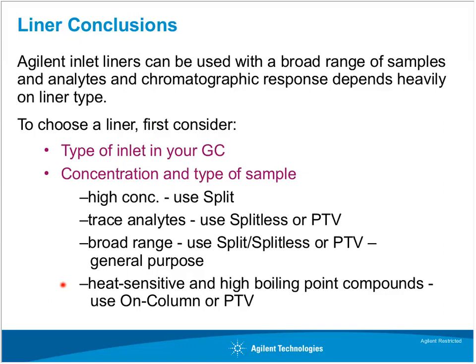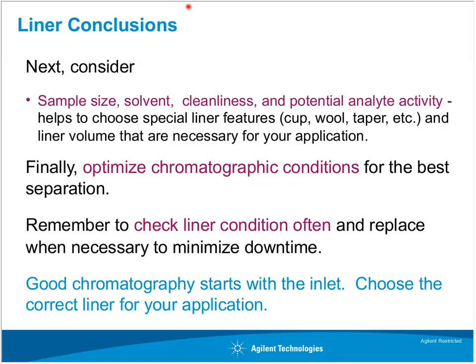For heat-sensitive compounds, if you really do have these tricky compounds that are just hard enough to get through the inlet, let alone the column or anything else, you may want to consider on-column injection or PTV injections where you can inject it at 40 or 50 degrees and raise the temperature ever so slightly and gently so that you can get those compounds to move through the inlet before they start degrading.